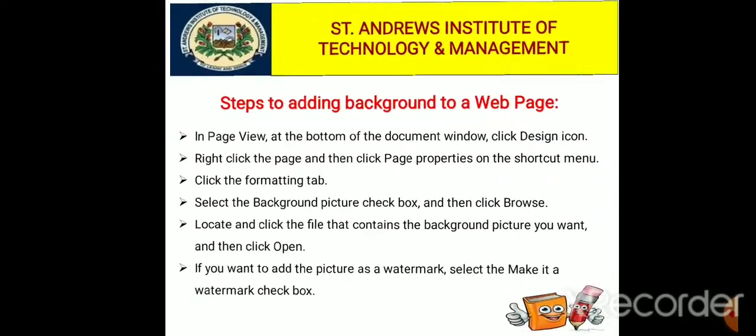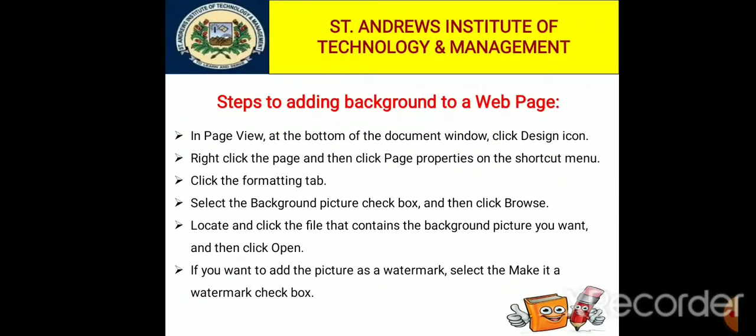And the last one is how to add a background to a web page. These are the steps. In page view, at the bottom of the document window, click the design icon, then right click the page and click Page Properties on the shortcut menu. Click the Formatting tab, select the Background Picture checkbox and then click Browse. Locate and click the file that contains the background picture you want and then click Open. If you want to add the picture as a watermark, select the Make it a watermark checkbox.